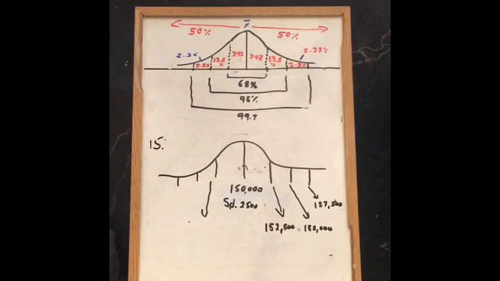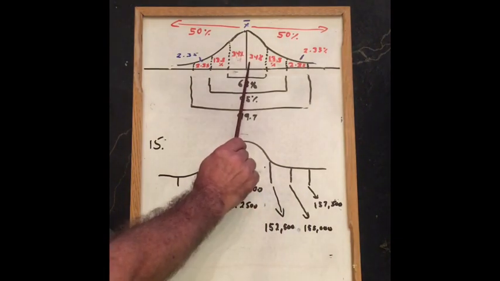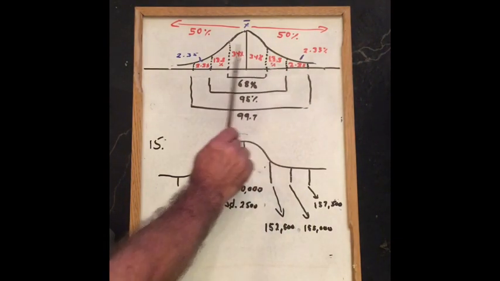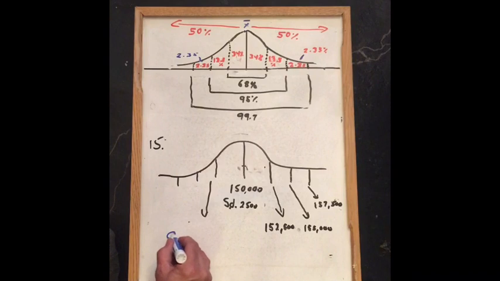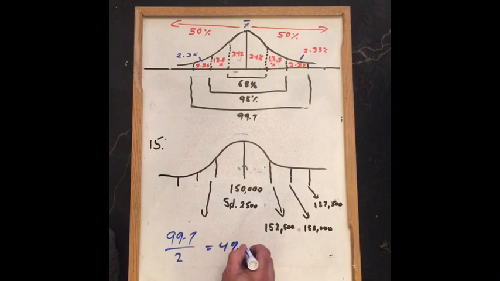Okay, for problem 15, we are still working with 150,000 as the mean. This time the standard deviation is 2,500. If you add 2,500 once, you get 152.5, and then twice you get 155, and 3 times you end up at 157.5. The question asks, what is the percentage of buyers who paid between the mean and this number right here? That's 3 standard deviations above the mean. So that's these 3 percentages added together, or since we know this is symmetric, you can take the number 99.7 and just cut it in half, and you get 49.85.